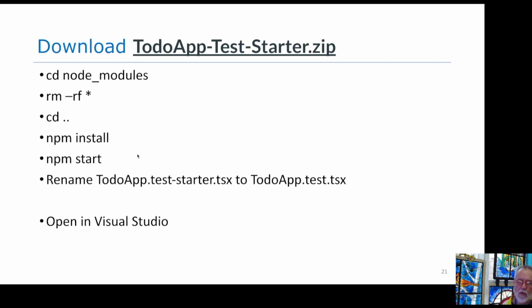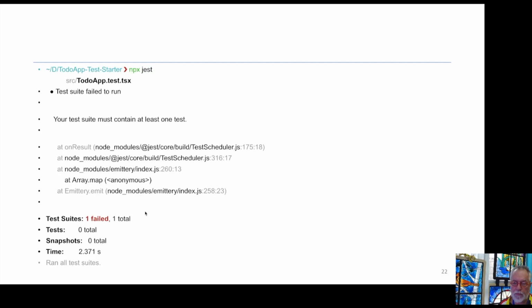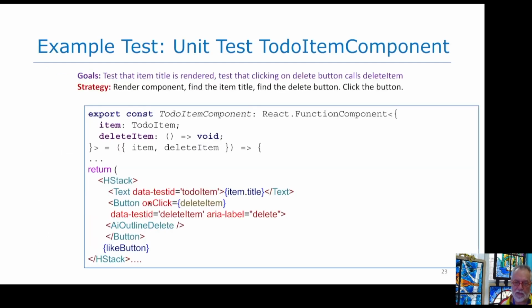It turns out you don't have to do this. You get some weird warnings about deprecated code, but open this in Visual Studio. When you run it the first time, you're going to get one failed that says you don't have any tests. So what we want to do is get a test. We want to test that the item is rendered.